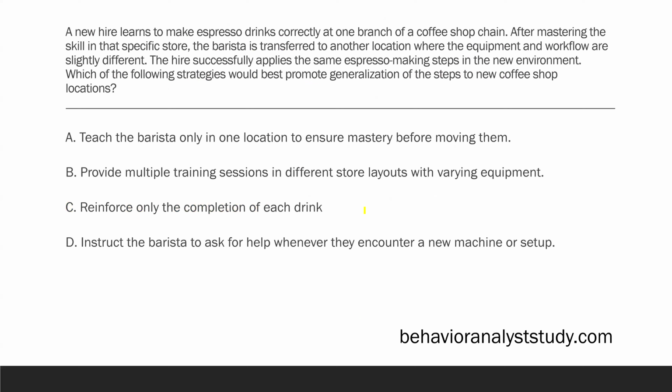A new hire learns to make espresso drinks correctly at one branch of a coffee shop chain. After mastering the skill in a specific store, the barista is transferred to another location where the equipment and workflow are slightly different. The hire successfully applies the same espresso making steps in the new environment. Which of the following strategies would best promote generalization of the steps to new coffee shop locations? Okay, long, lengthy question with some long answer choices.